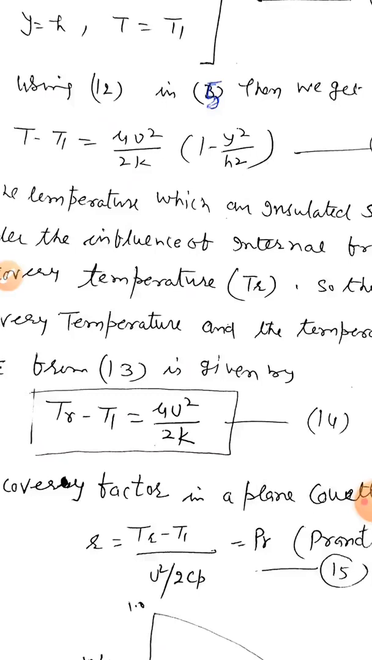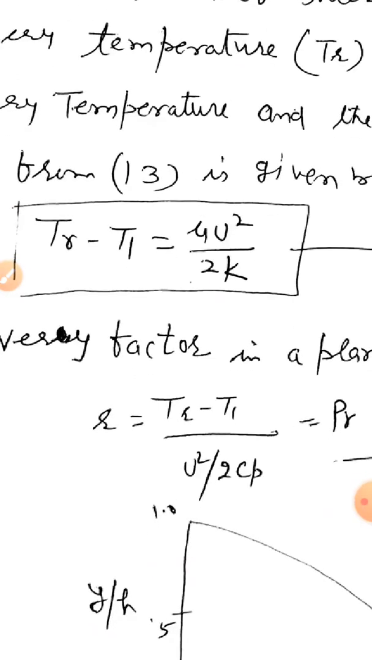So the temperature which an insulated surface assumes under the influence of internal friction is known as the recovery temperature and is denoted as Tr. The difference between the recovery temperature and the temperature of the upper plate, from equation 13, is given by Tr minus T1 is equal to mu into U square upon twice k. This is equation number 14. And the recovery factor in plane Couette flow is given by R is equal to Tr minus T1 upon U square upon twice Cp, which is equal to the Prandtl number Pr. This is equation number 15.